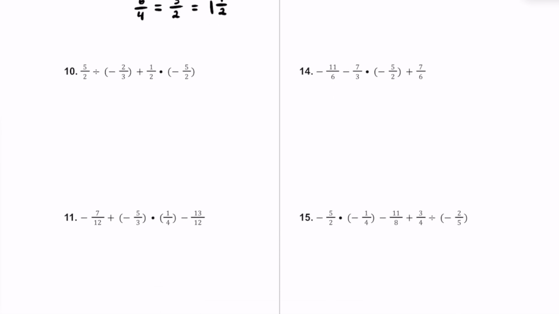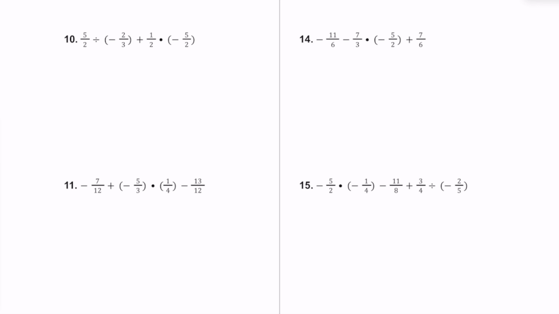Alrighty, for number 10, let's go ahead and say we have division, addition, and multiplication. Division and multiplication are going to be tied for first, but the division comes first in the problem, so we're going to start with that. For the division, let's do that on the side. So if we're dividing, we can rewrite it as a multiplication problem. So it's 5 over 2 multiplied by the reciprocal. That's going to be 3 over 2.